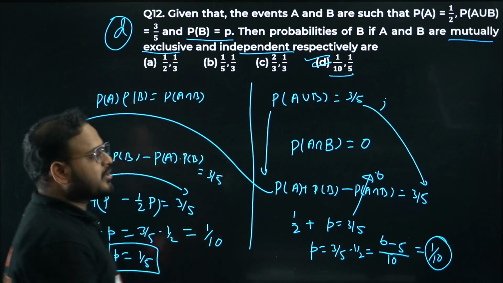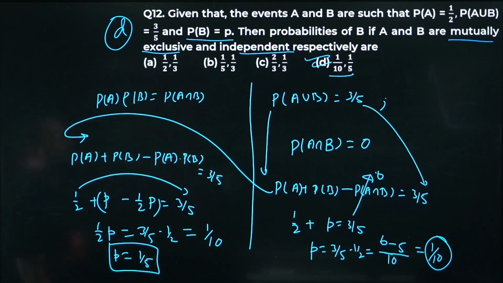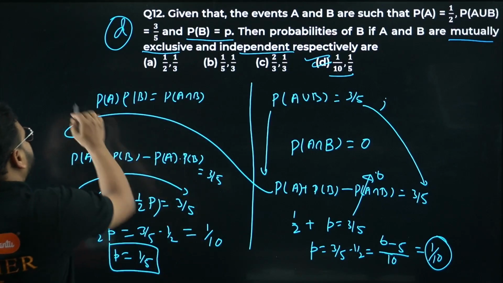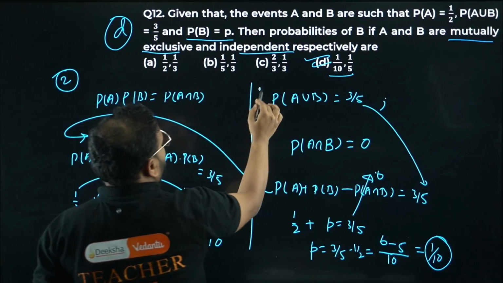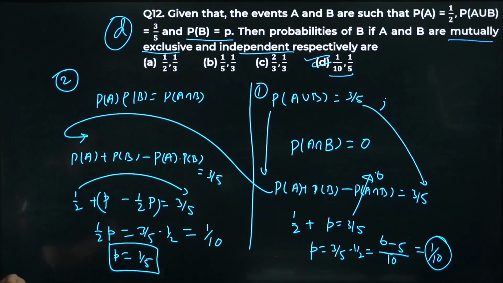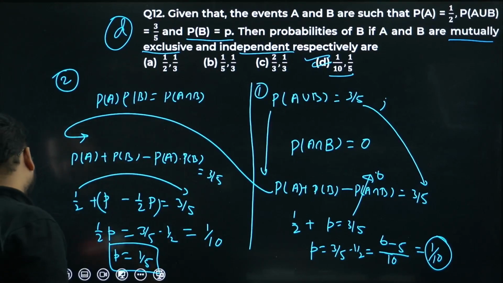So both the cases are given here, mutually exclusive and independent events. This is for independent events, case 2, and this is case 1 for mutually exclusive events. Have a look. Okay, question number 12 is done. 13 now.